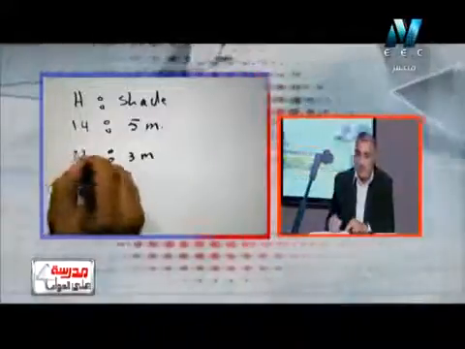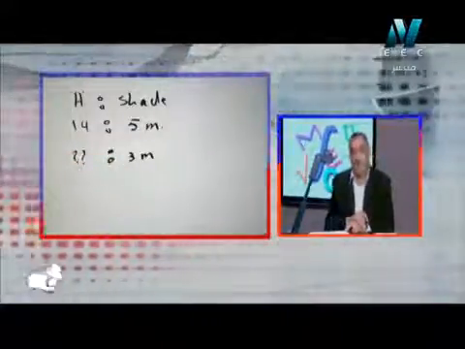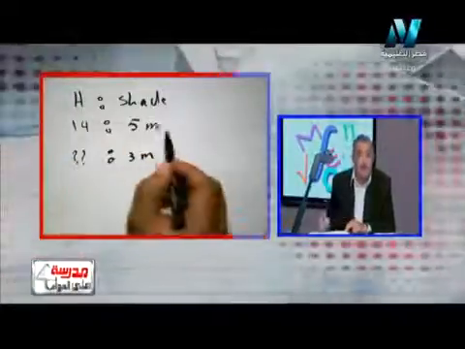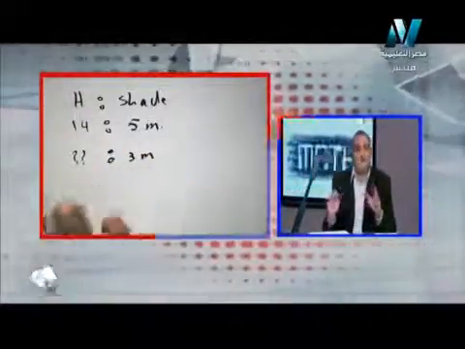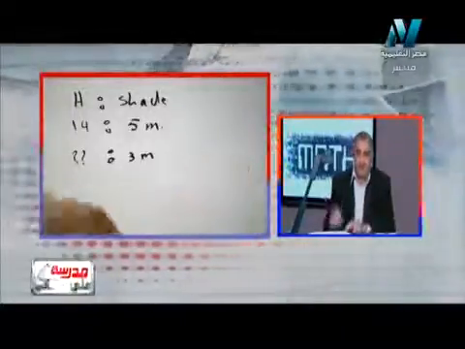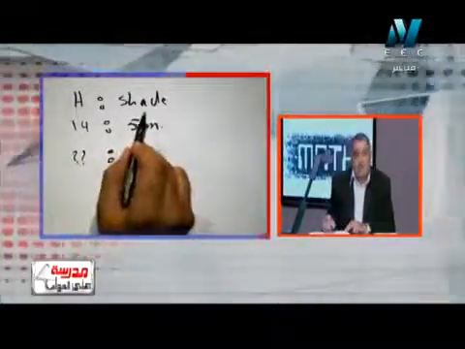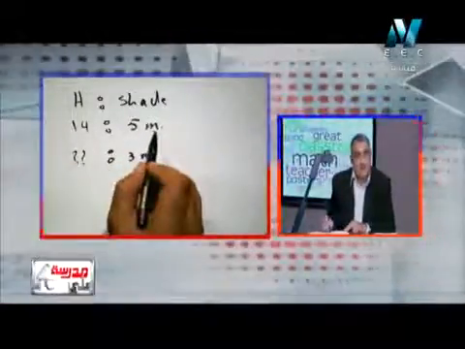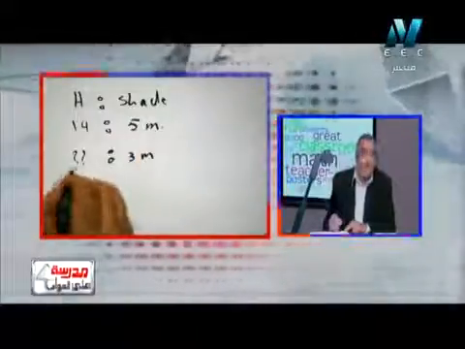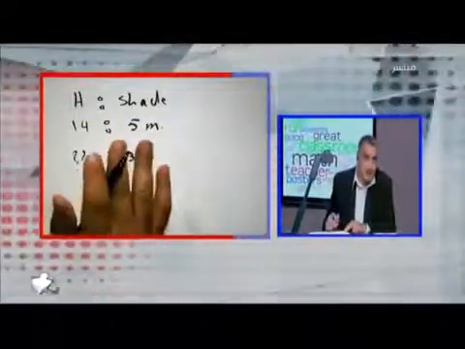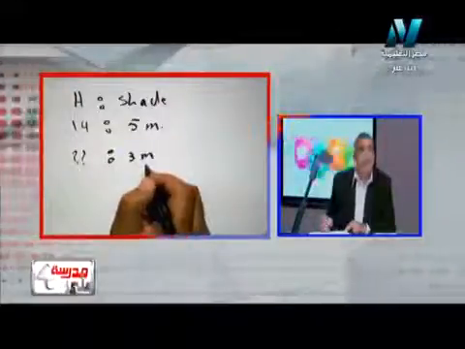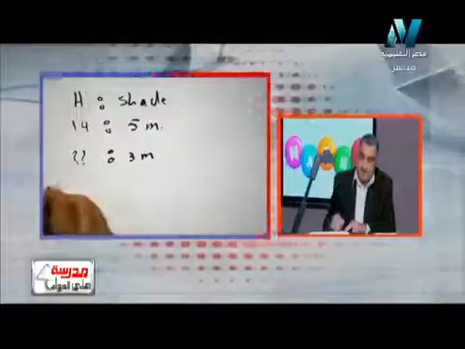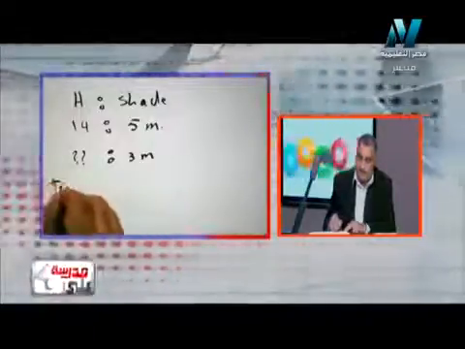What about the real length or the real height of the tree? Excellent. الفكرة كلها ان احنا نقرا مسألتنا كويس قوي. The height of the building to what? To the shade. 14 meters to 5 meters. Yes. What is the real height of the tree? And the same moment, if the shade of the tree equals 3 meters. Excellent. The shade of the tree, 3 meters.